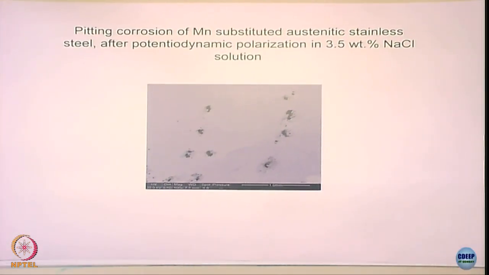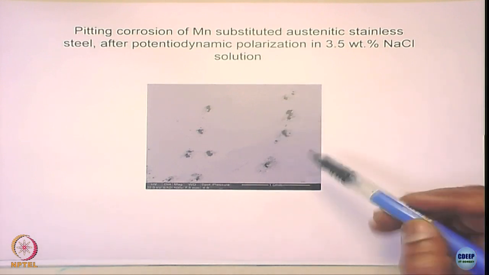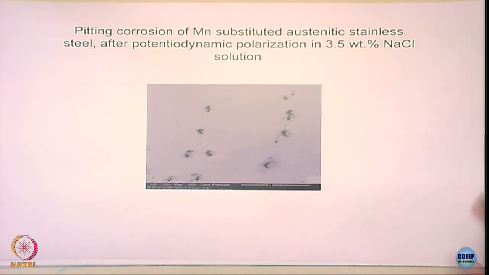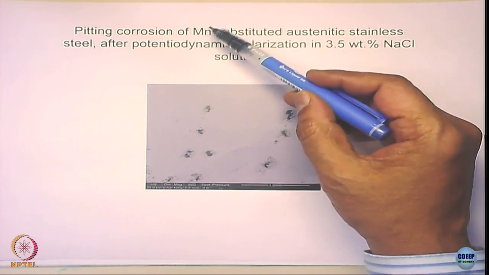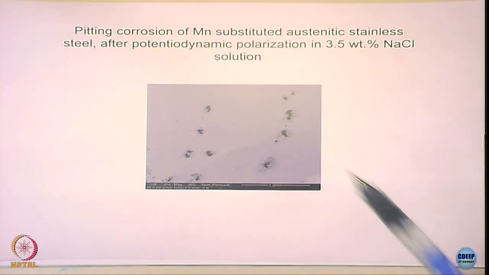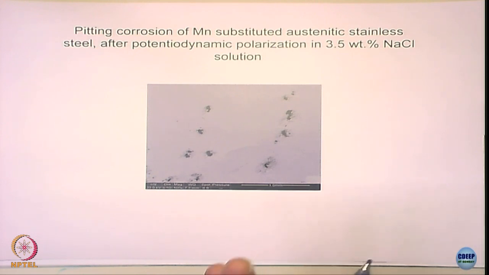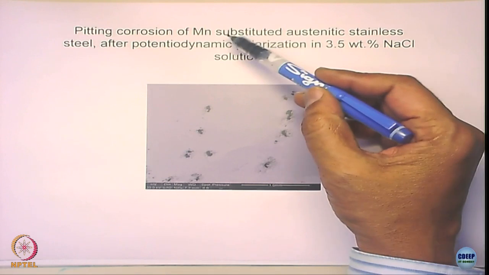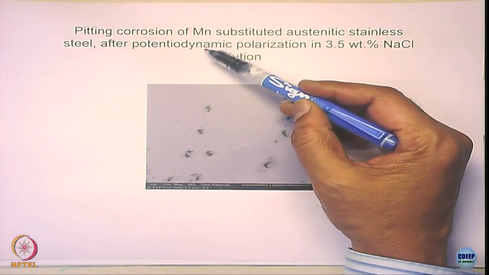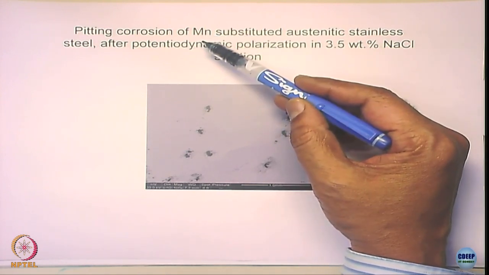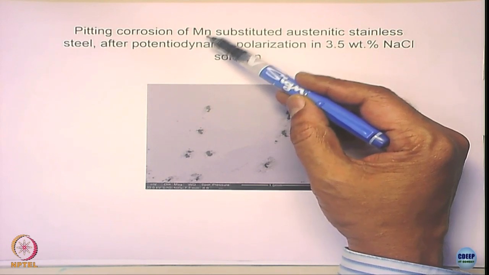We'll see later. Actually, you can see here these pits. These all correspond to a stainless steel where nickel was substituted with manganese, right? And why do people substitute nickel with manganese? Because manganese is cheaper, and also it can stabilize the austenitic phase. So it's an equivalent of a 304 stainless steel, but with very low nickel content and more manganese content.